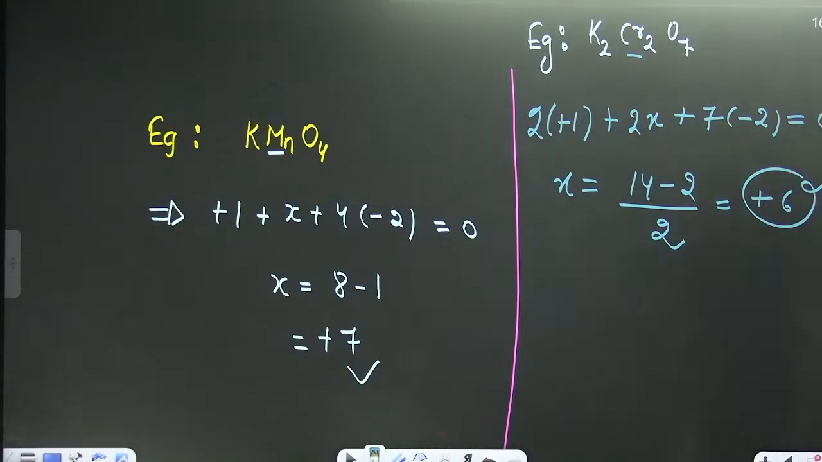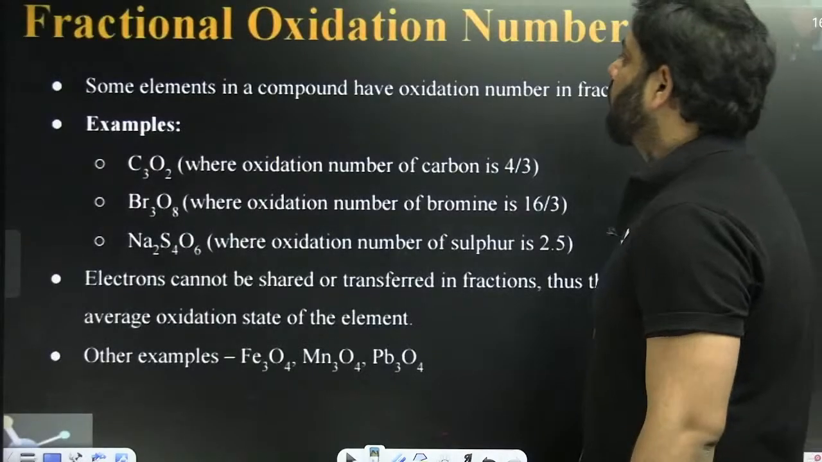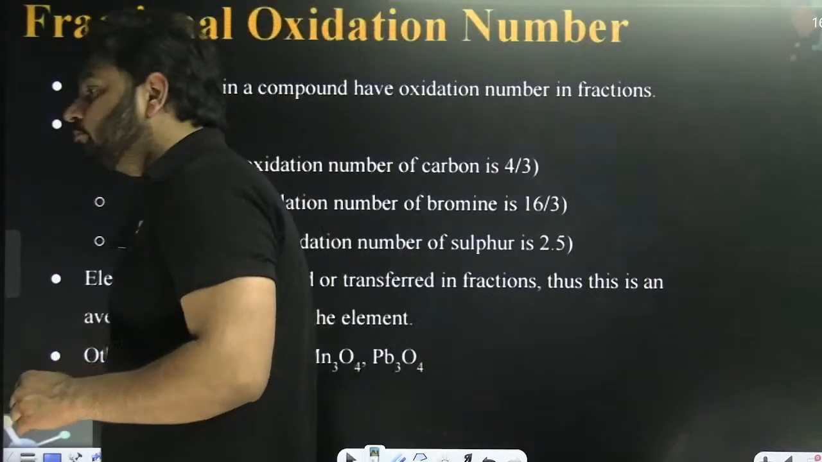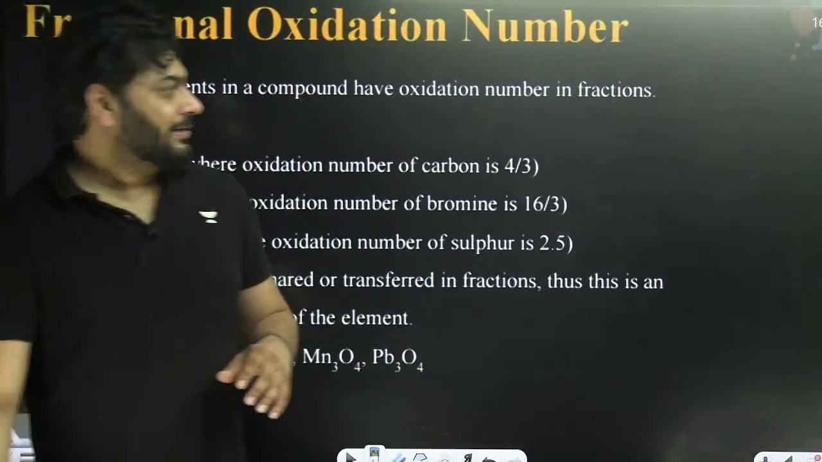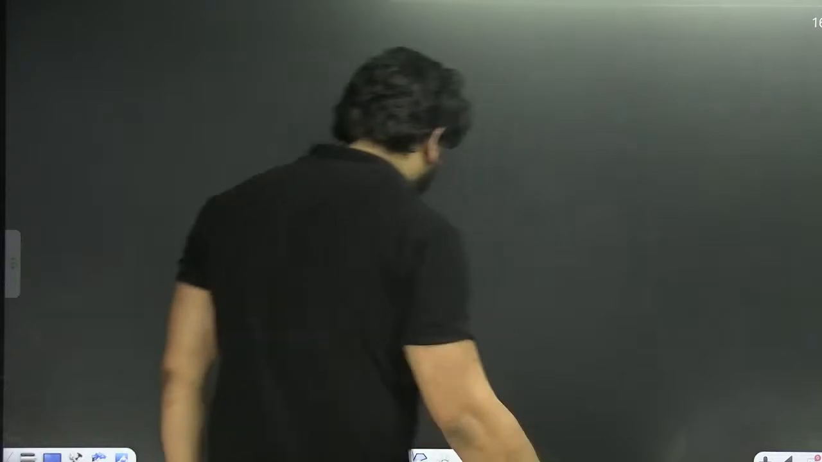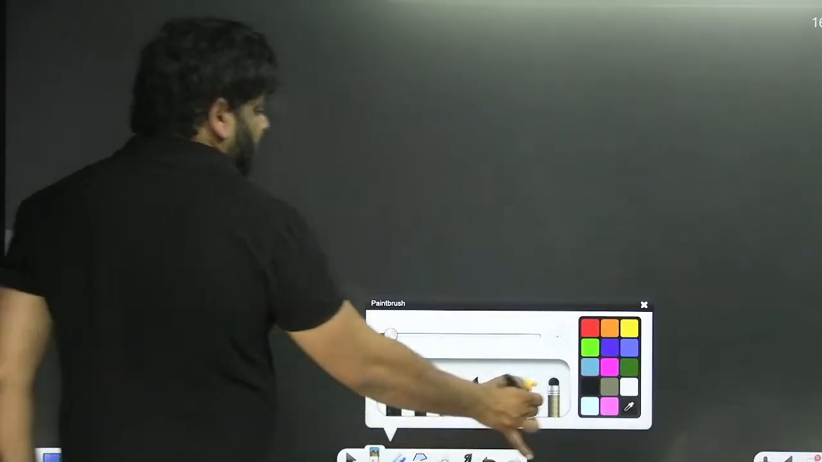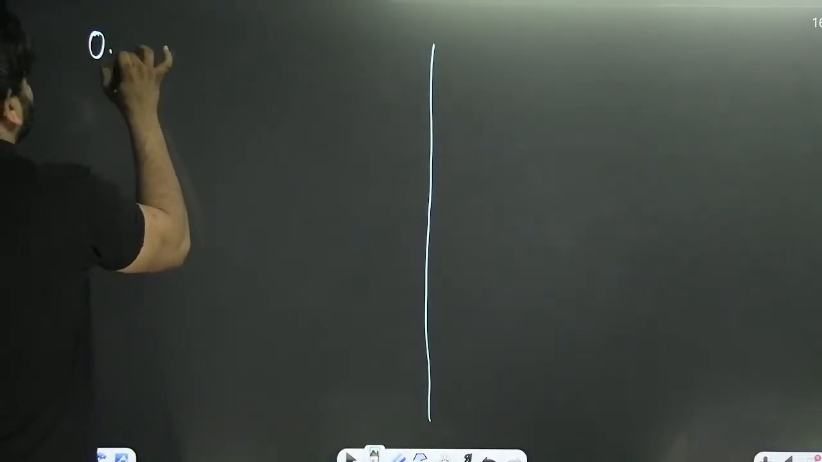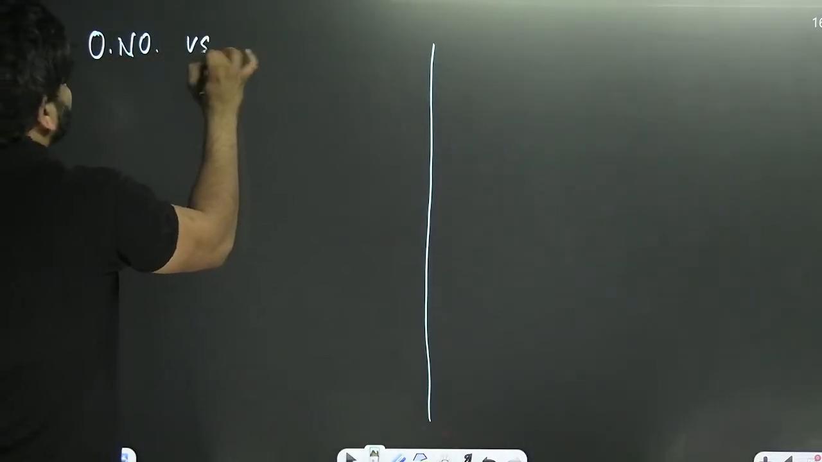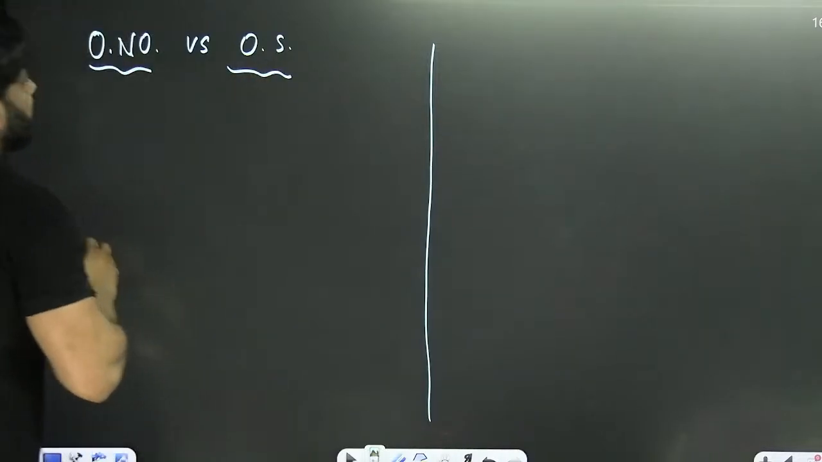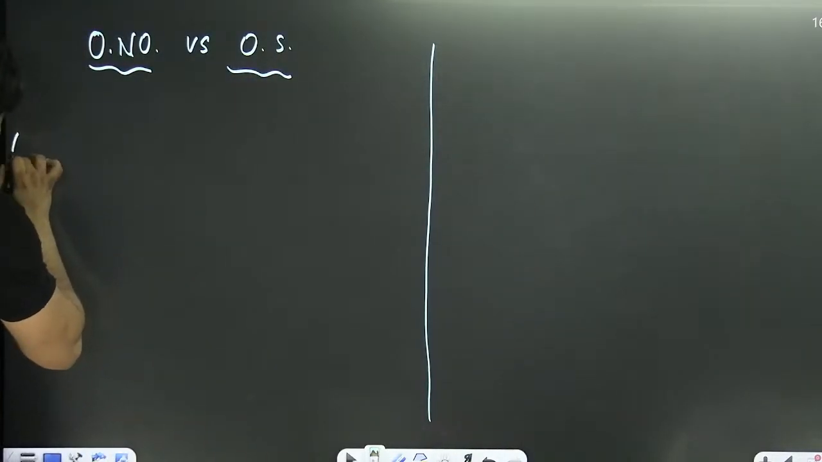Now, fractional oxidation number. What is the meaning of fractional? Actually this happens whenever we find the average of some oxidation states. Let's take one example here. This is oxidation number versus oxidation state. Take this example, everybody.